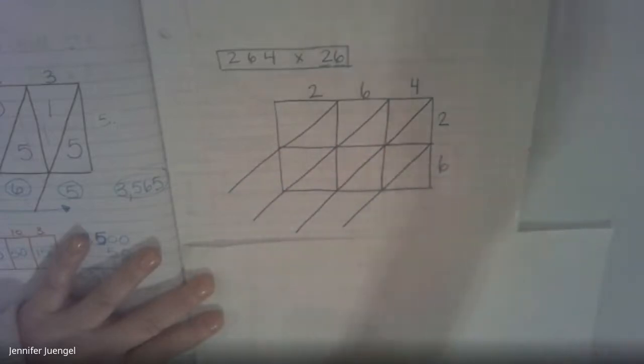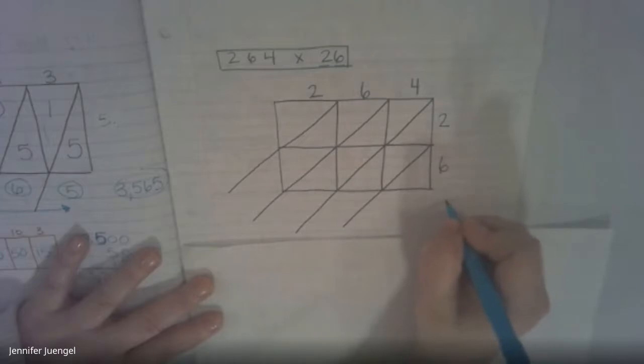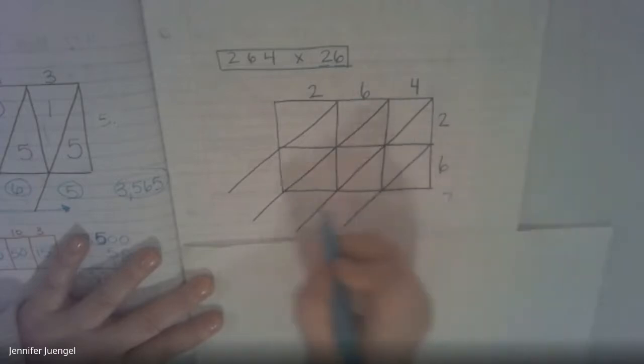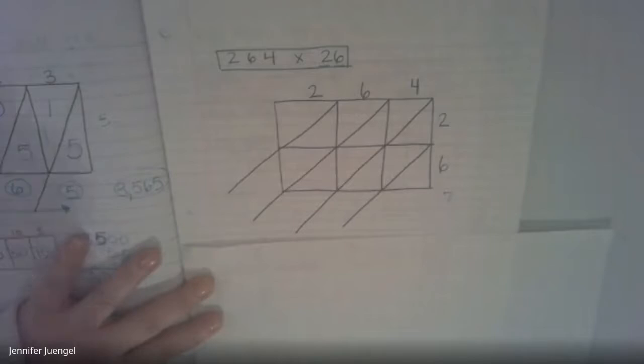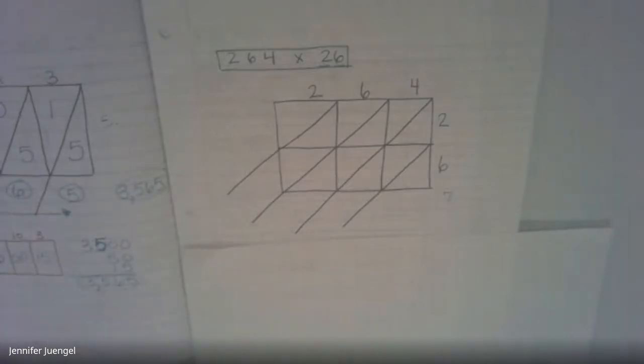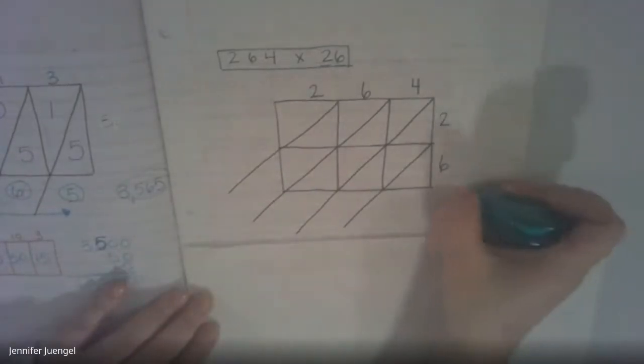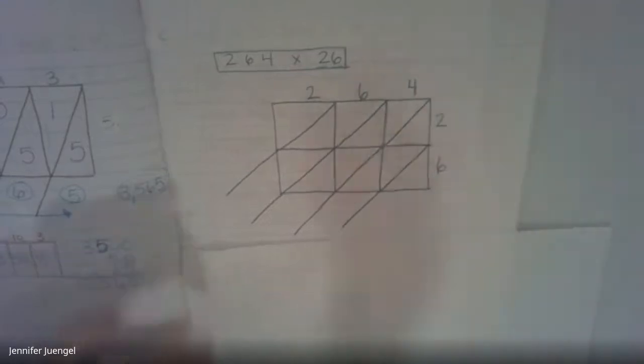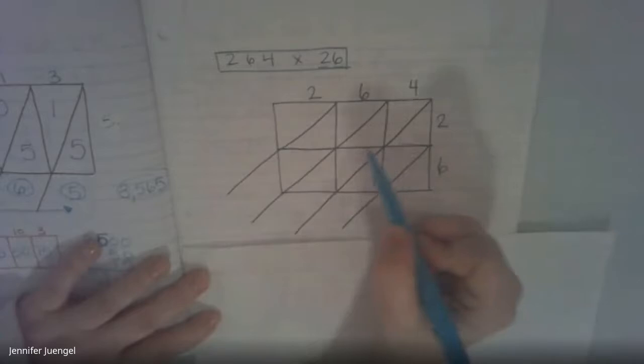So if this number were 267, I could even do the same thing. I could write 7 down here and continue my lattice down. It doesn't matter. So even though the numbers get really, really bigger and multi-digit, you can still do lattice the same way. Okay, so you would still attack it the same way.